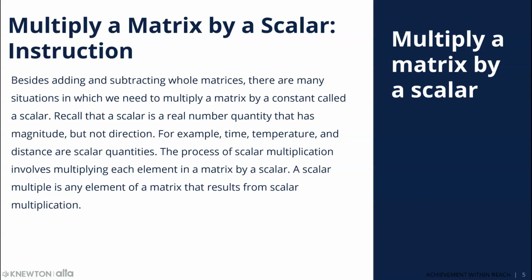A scalar is a real number quantity that has magnitude but not direction. For example, time, temperature, and distance are scalar quantities. Now, the process of scalar multiplication involves multiplying each element in a matrix by a scalar. And a scalar multiple is any element of a matrix that results from scalar multiplication.